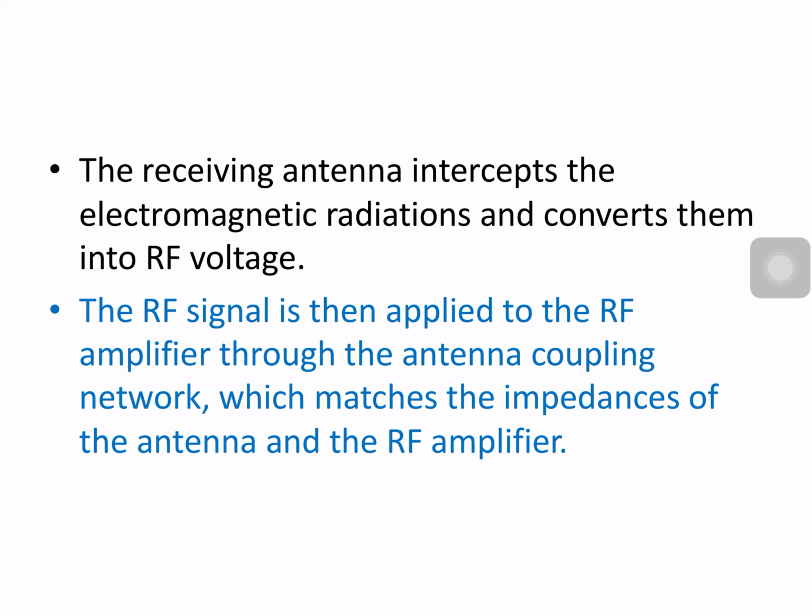The RF signal is then applied to RF amplifier through the antenna coupling network. अगेन हमने देखा आगे की FM डिमॉड्यूलेशन ब्लॉक डायग्राम में, वहाँ पे इम्पेडेंस मैचिंग वाज वेरी मच इम्पॉर्टेंट. देन दिस आर antenna coupling network is nothing but to match the impedance of antenna and the RF amplifier.